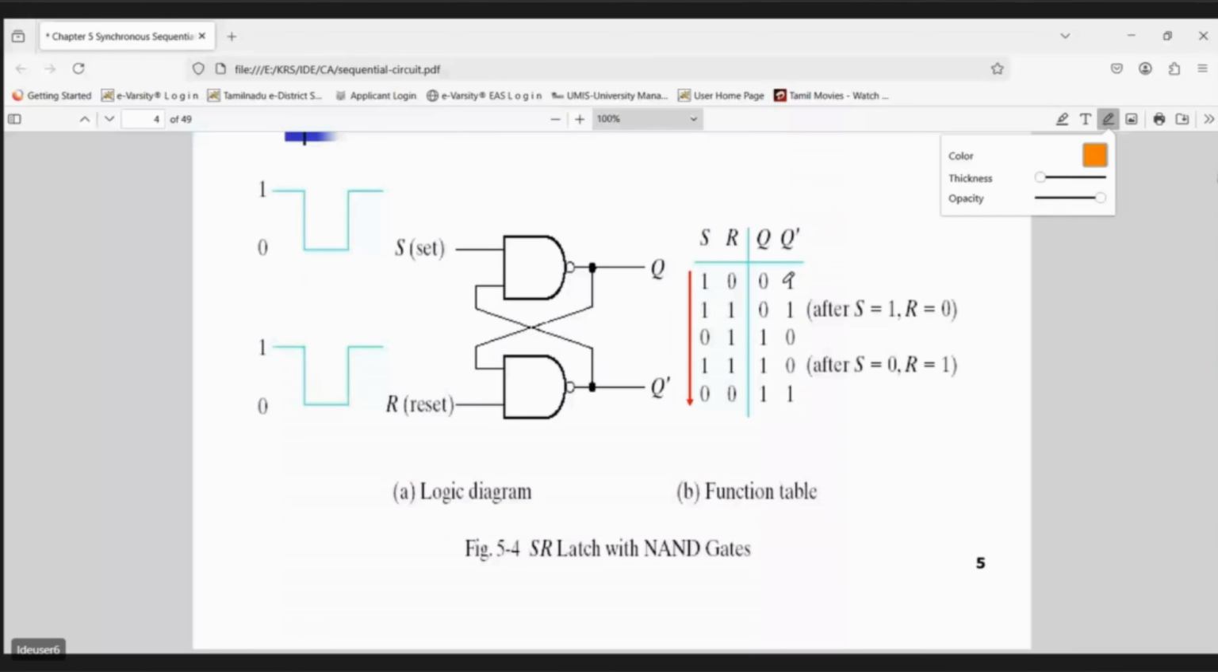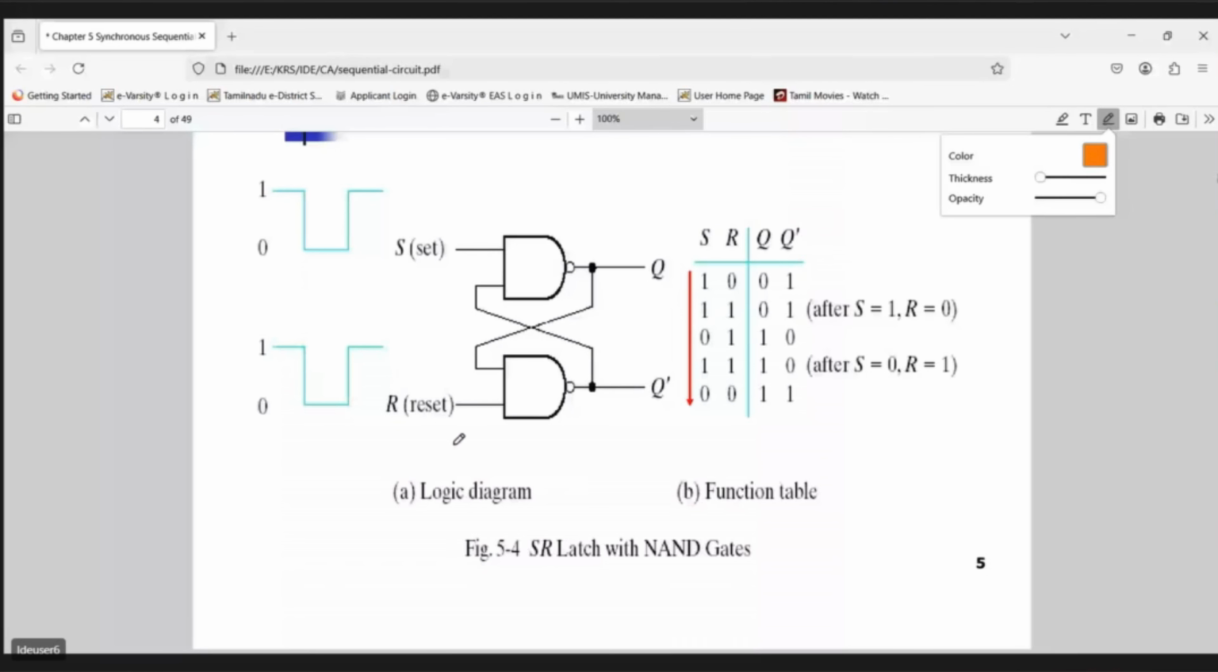The next, S equal to 1. So S equal to 1 and Q equal to 0, then what output do we get? 1. Therefore Q dash is equal to 1. And at R, Q's value is 0 and R's value is 1. 1 0, the output equals 1. Therefore Q dash is equal to 1.